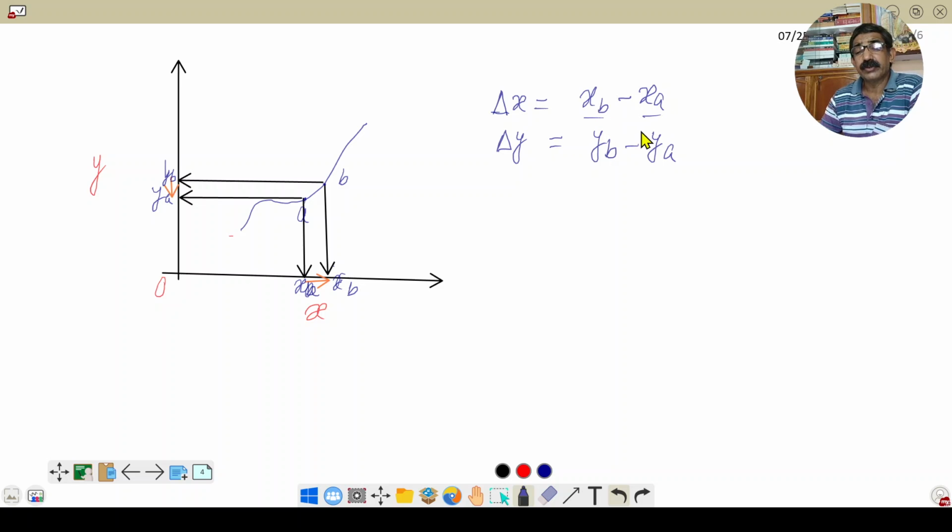Okay. Suppose xb minus xa is equal to 3 units and yb minus ya is equal to 4 units. That means from A to B, if x changes by 3 units, y changes by 4 units. So this is the mode of change. y changes by 4 units and x changes by 3 units.